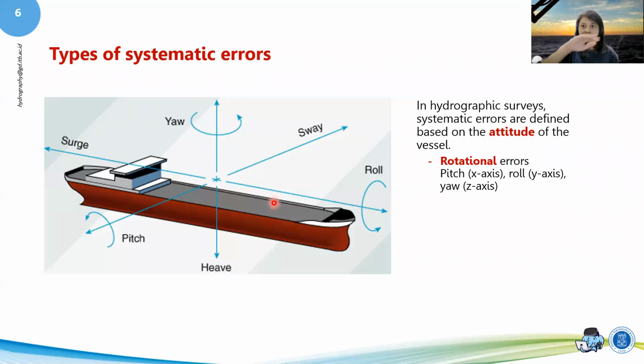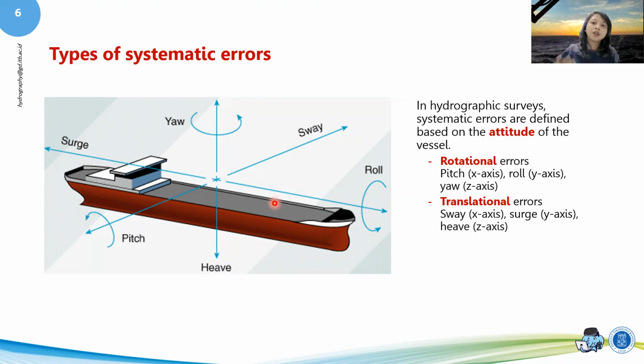So basically your vessel is going to the right and left rotationally. And then you've got your yaw, which is basically the heading of your vessel. And then you've got your translational errors. So before it was rotational, right? Now it's translational, which is basically like you've got a movement in this direction.